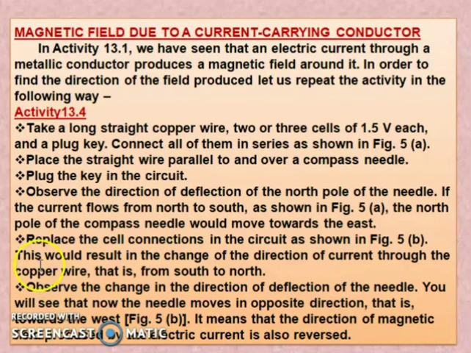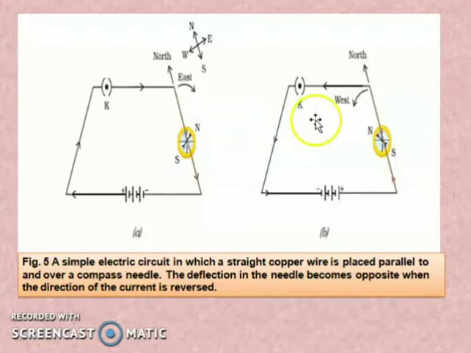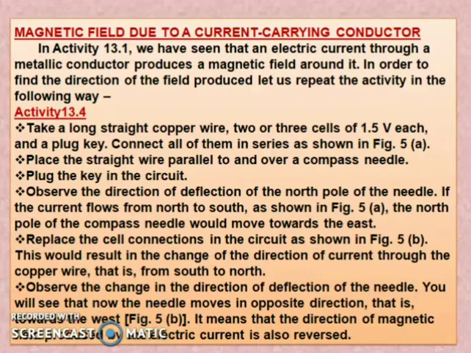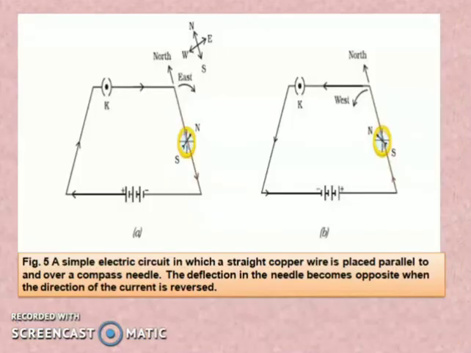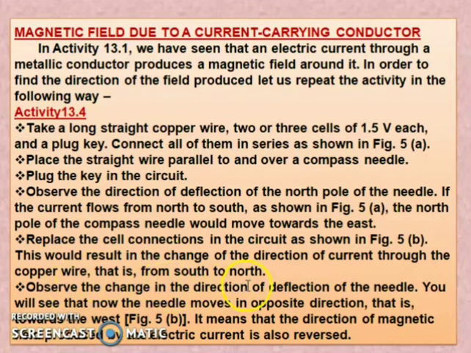Now this would result in the change of the direction of current through the copper wire, that is from south to north. Here you can see the direction of current is from south to north. So the deflection is towards the west. Observe the change in the direction of deflection of the needle. You will see that the needle moves in the opposite direction, that is towards the west.